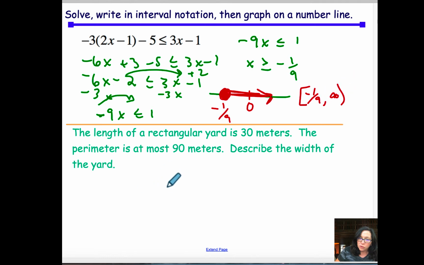For the next problem, it says the length of a rectangular yard is 30 meters. Whoops, that's a little bit odd. Let me fix that. The length is 30 meters.